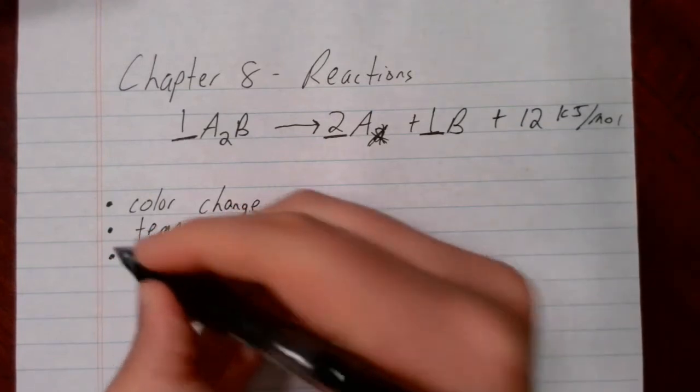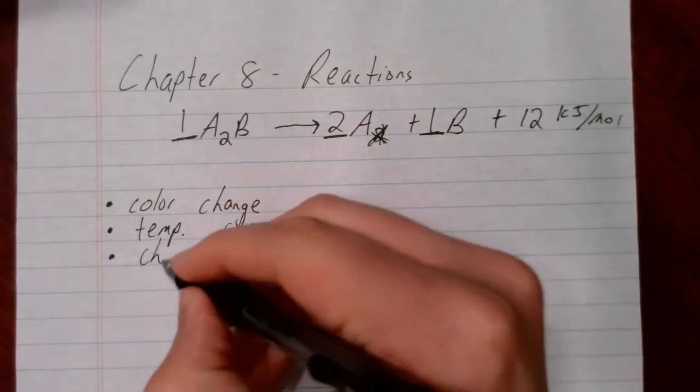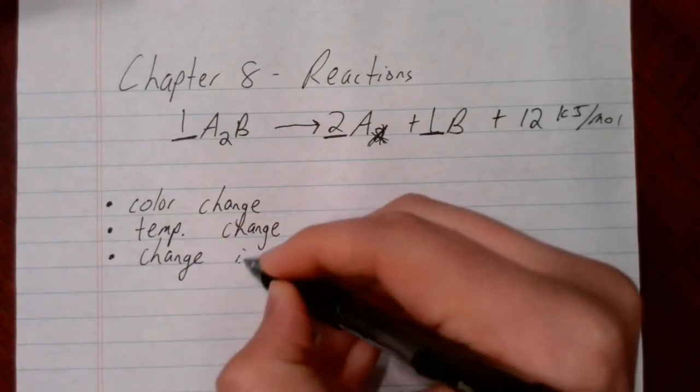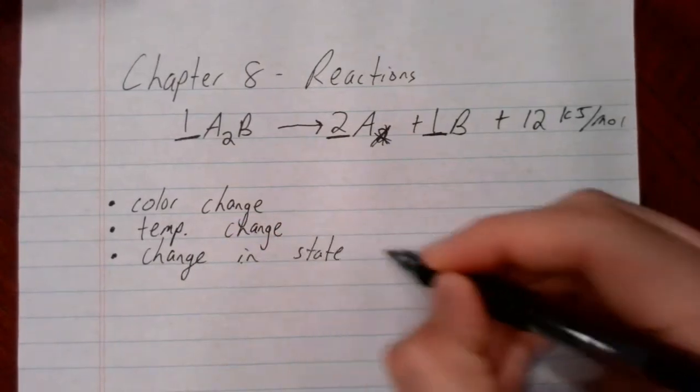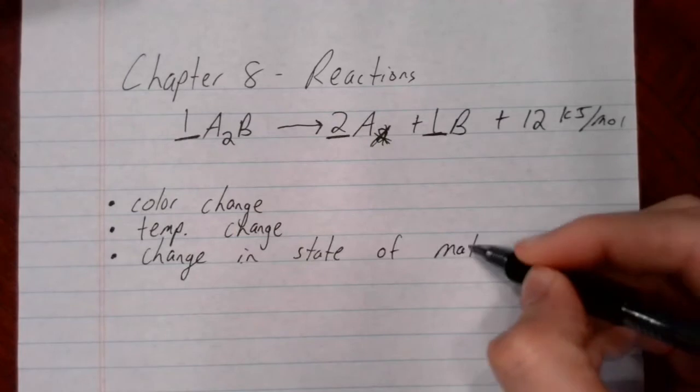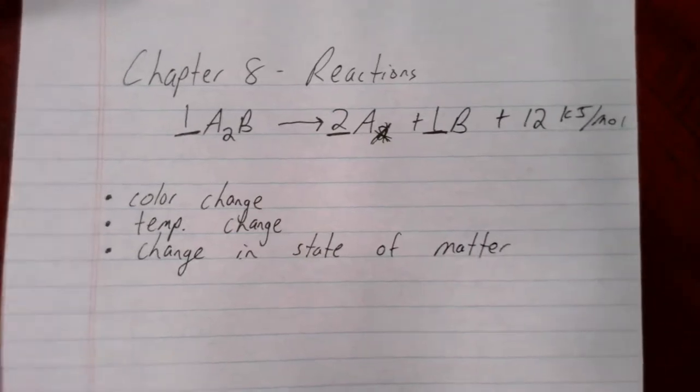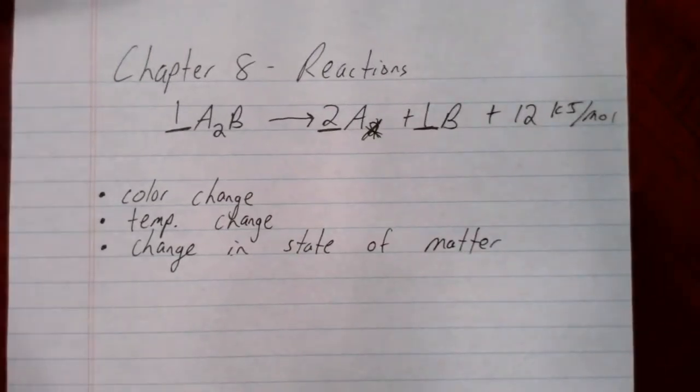And the third is the change in state of matter. We have to kind of be careful with this term or definition. Just because we see a change in state of matter doesn't mean a chemical reaction occurred. So if we have ice and we take it out of the freezer and put it on the counter, so frozen water, it will change states of matter. That's not the result of a chemical reaction. It's simply a physical change.